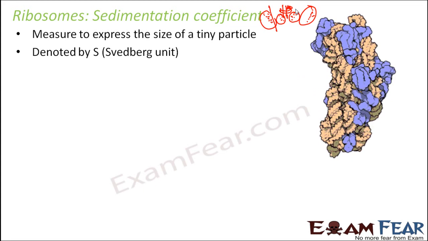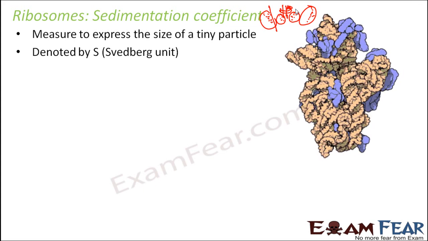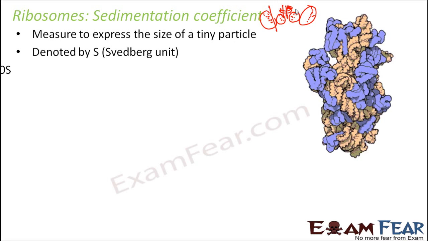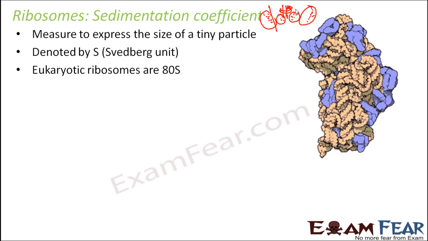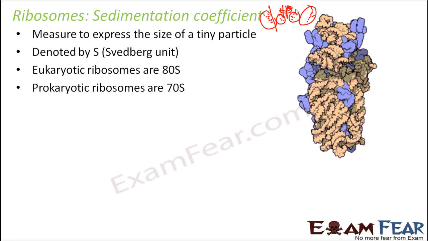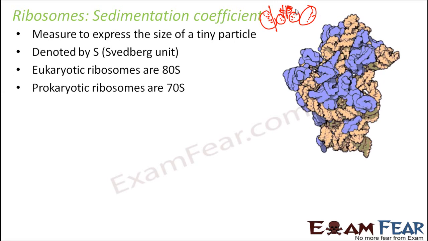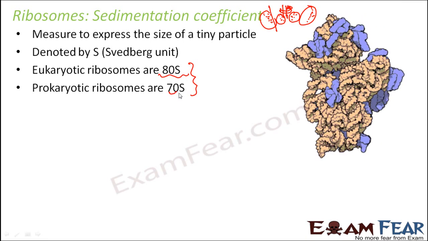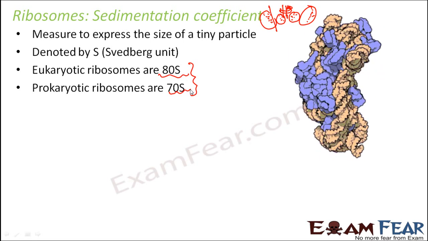It is denoted by capital S, which is the Svedberg unit. It is named after the scientist who worked on it. Eukaryotic ribosomes are 80S and prokaryotic ribosomes are 70S. You would have often seen this in your textbooks, 80S, 70S. So you might be wondering, what is this S?